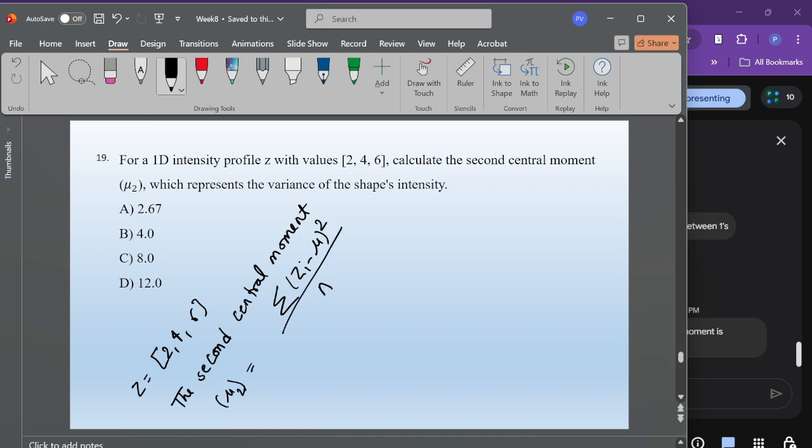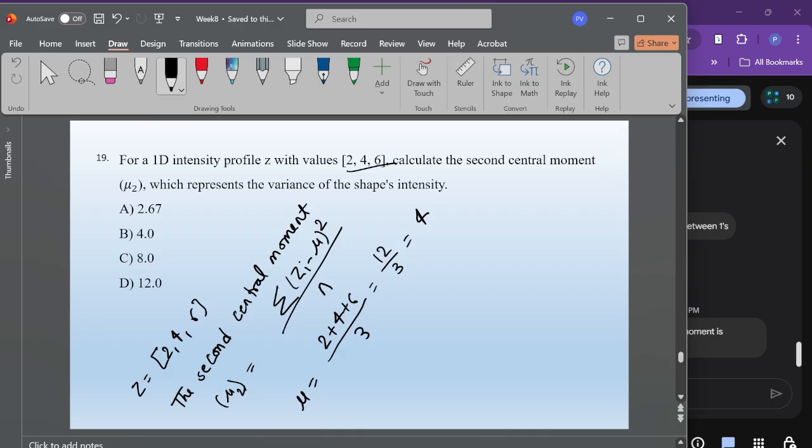It is calculated by this one. So now first we need to calculate mu, right? This mu is represented by the mean. The mean is the average intensity value of the intensity profile. So 2 plus 4 plus 6 divided by 3, because 3 values are there. So 12 by 3, we will get 4 as mu.